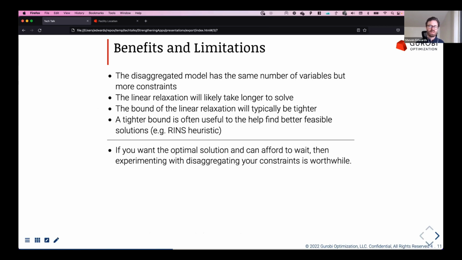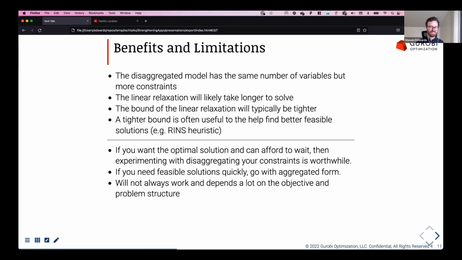So when to use disaggregation: if you want the optimal solution, you can afford to wait a little bit longer, and you don't need a feasible solution straight away, then experimenting by disaggregating your constraints is worthwhile. Also, you have to have constraints that can be disaggregated. That's probably a big point. If you need feasible solutions super quickly, like within seconds, sometimes the aggregated form is the way to go because you pass over this long root relaxation phase.